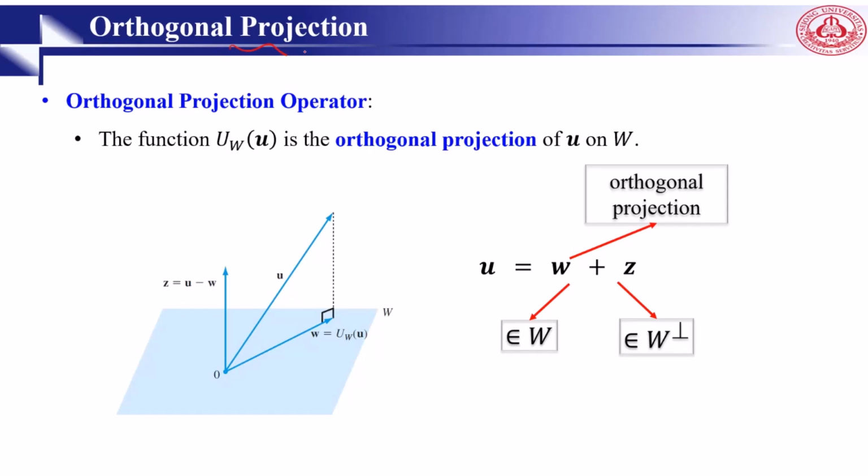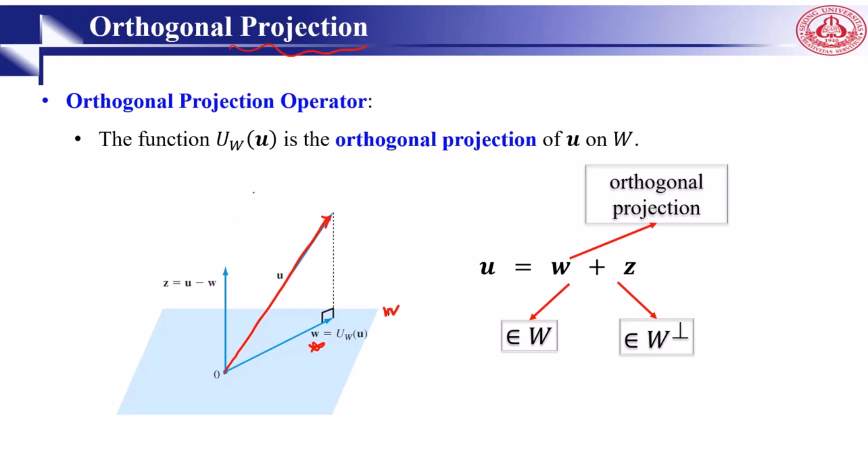Orthogonal projection. Suppose we have W as a subspace of R^n. Then the orthogonal projection of u, this vector u, on W is the unique vector w in W, as you can see here, such that u minus w is orthogonal, or perpendicular, to W. Do you know what the concept is?